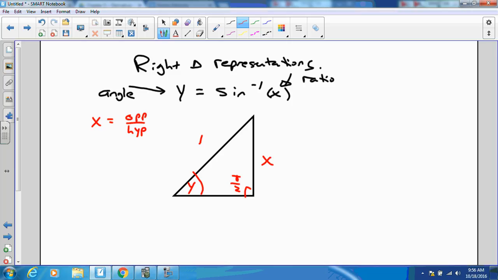But it's inverse. Yes. It's inverse. Yeah, it's the inverse. Exactly right.